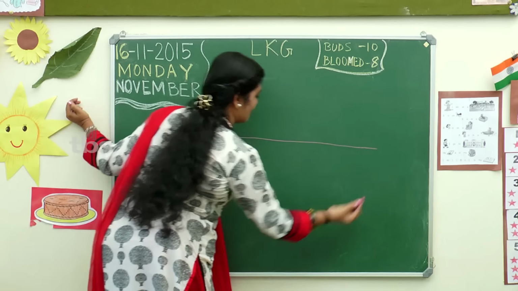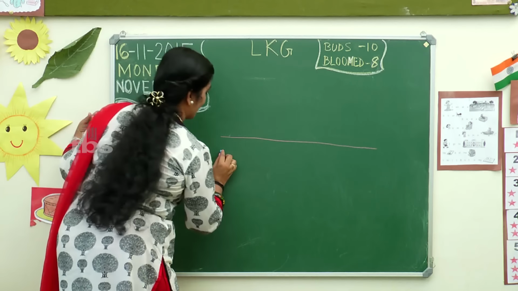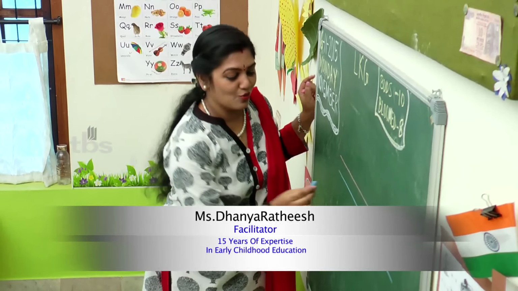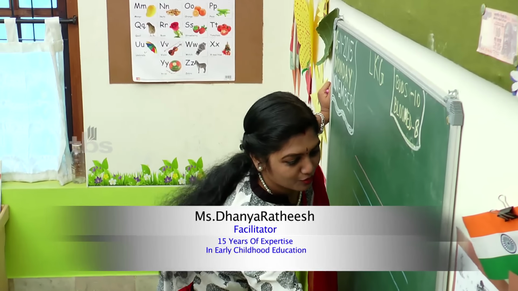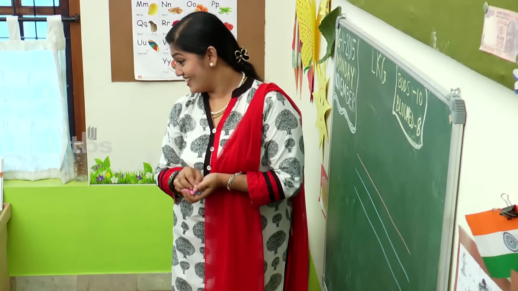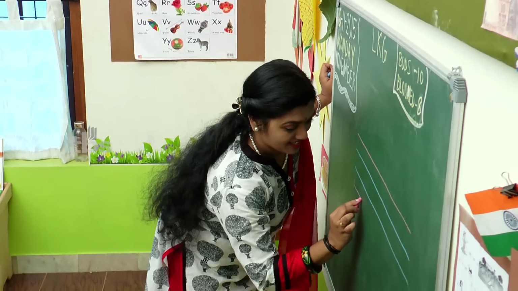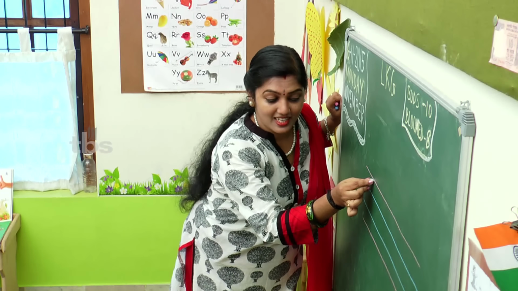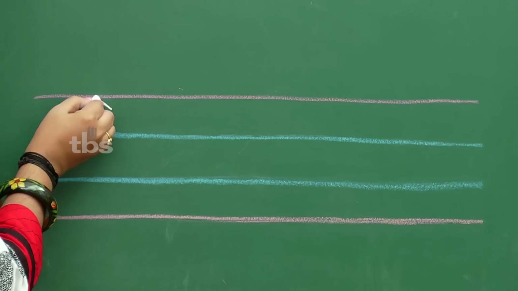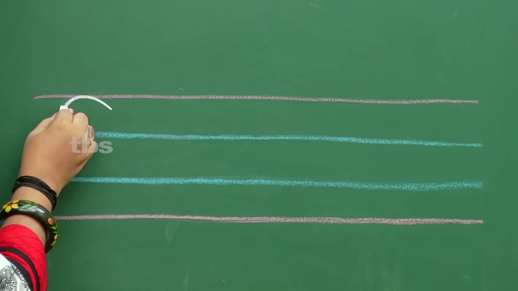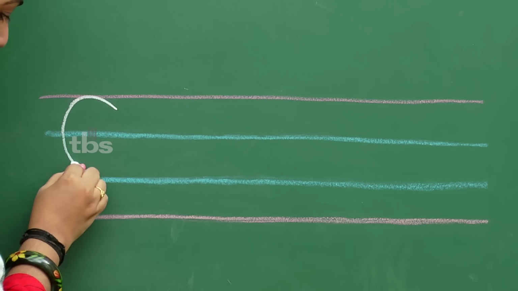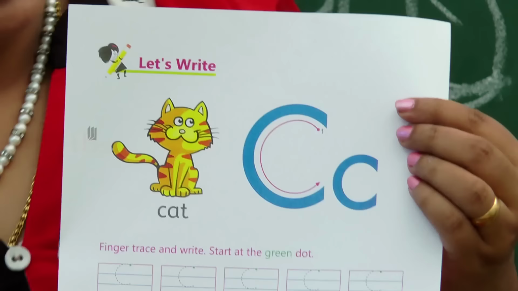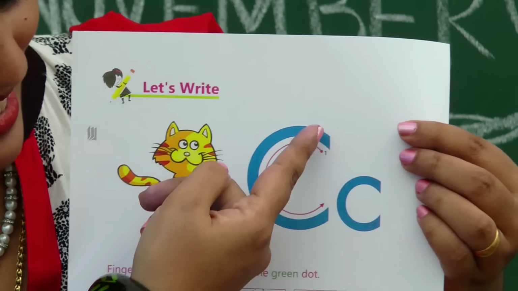Pink line first. Blue. Second line is blue in color. Third line? Blue. Third line is also blue. And last line? Pink. Very good. Yes. I'm starting from the pink line. Look here. Touch the pink line. Go down. Touch the second blue line. Stop. Children, which letter is this?